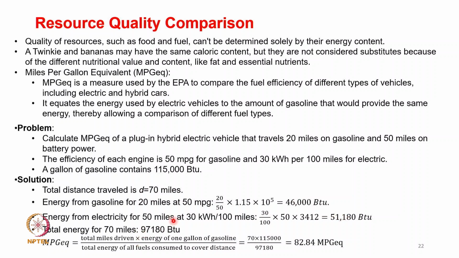Total energy for 70 miles would be the summation of this, and MPG equivalent is the total miles driven times the energy of 1 gallon of gasoline, divided by the total energy of all fuel consumed to cover the distance. So total miles driven is 70, energy of 1 gallon of gasoline is of course 115,000, and total energy of all fuels consumed to cover the distance. So this would be equivalent to 82.84 mpg equivalent.